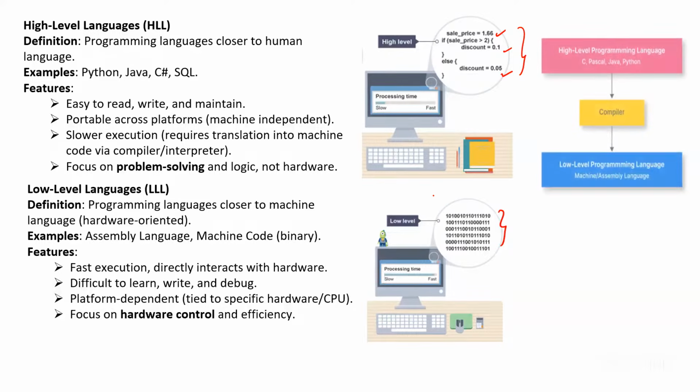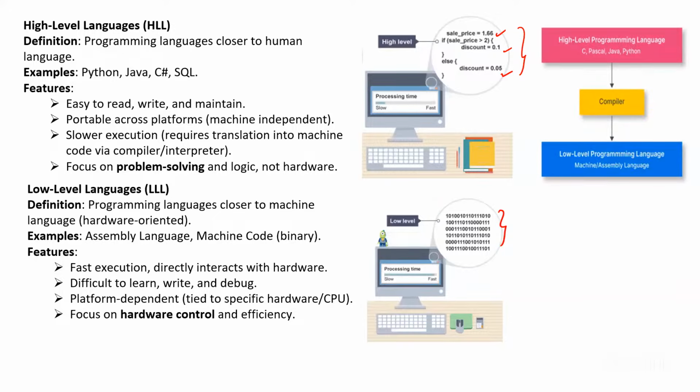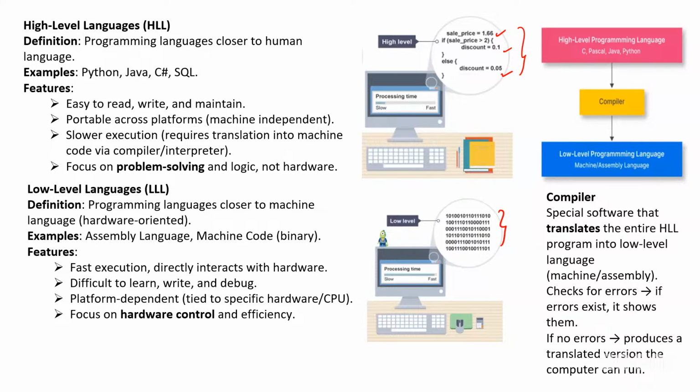Now, what happens whenever you submit any high level language? Because we can't write in low level language, we have to depend on high level language. There will always be something called a compiler. A compiler is special software that translates your entire high level language to low level language. It checks for errors, and if any error exists, it will say it cannot translate this to computer language because it is not able to understand it. It is responsible for communicating with your machine.